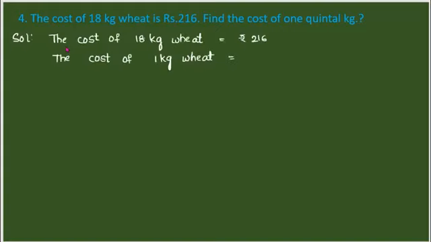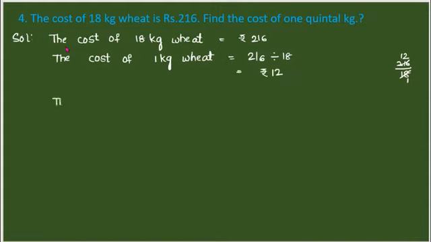So first let us find the cost of 1 kilogram wheat by using the unitary method. So that is 216 divided by 18. Let us work out the problem, children, 216 divided by 18. 18 ones are 18, 18 twos are 36, 12. It is nothing but rupees 12. But we want the cost of 1 quintal of wheat.